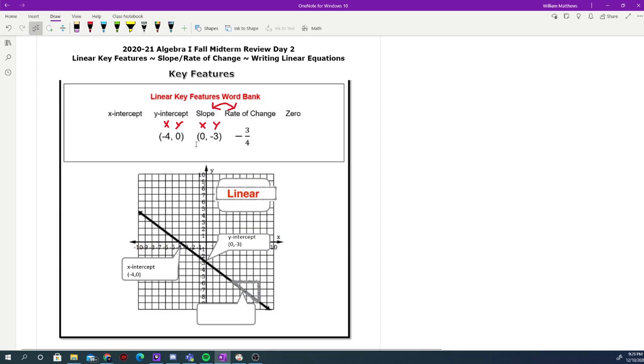Now, in normal cases, when dealing with slope, you always want to start from your left point so that the only value that will be negative is your top number, which is your change in y. So this will be our slope, our rate of change.